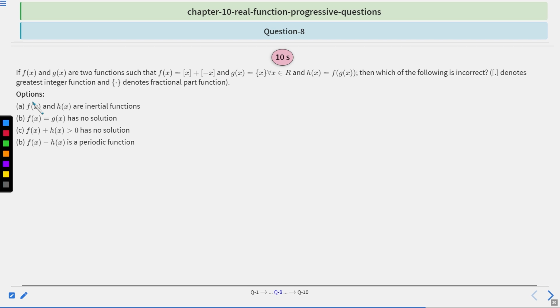Next question, question number 8, which says, if f(x) and g(x) are two functions such that f(x) is equal to the greatest integer function of x plus the greatest integer function of minus x, and g(x) is equal to the fractional part of x, for all x belonging to real, and h(x) is equal to f of g(x), then which of the following is incorrect, right? Where this denotes the greatest integer function and this denotes the fractional part of x. So you have 10 seconds to solve this question. After 10 seconds, we will discuss the solution.